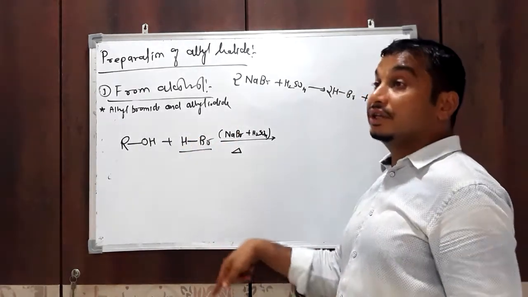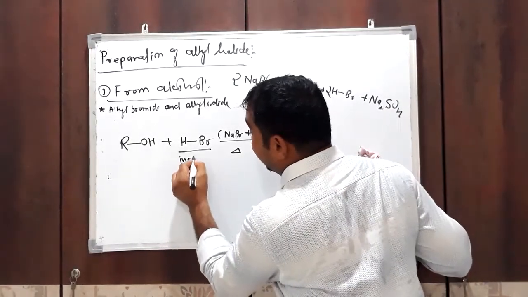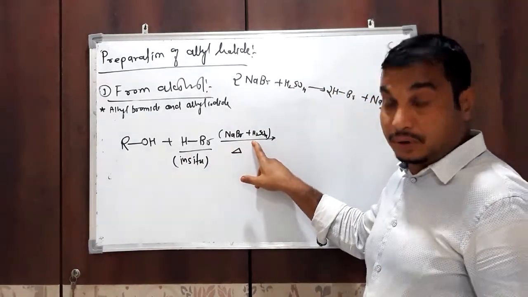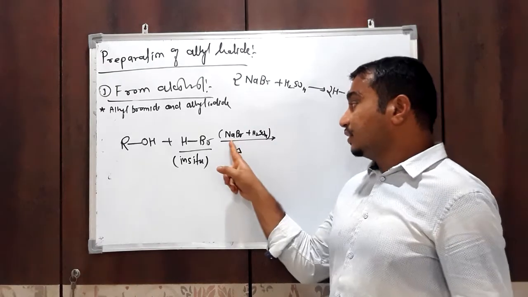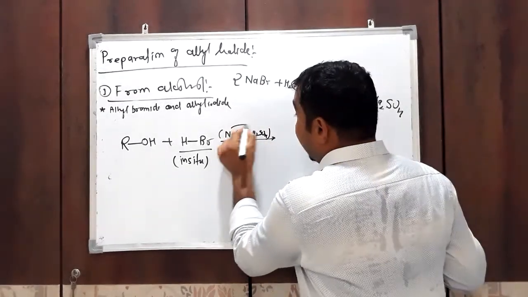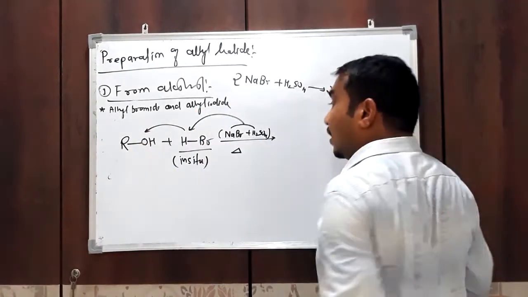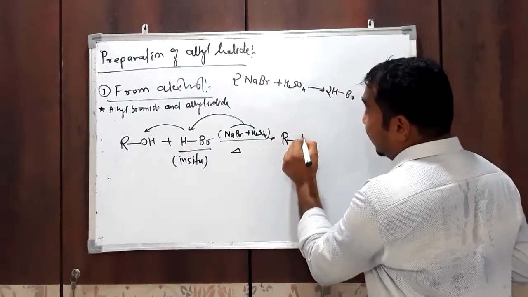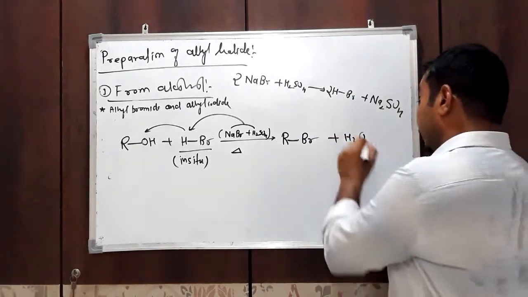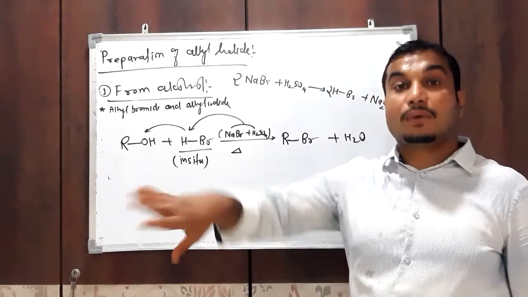it can be prepared during the reaction inside the reaction mixture, means in situ, by reaction between sodium bromide and H2SO4. During the reaction, what happens? This NaBr and H2SO4 react first together. They will react first and produce HBr, and then that HBr reacts with alcohol and gives our product RBr and H2O.